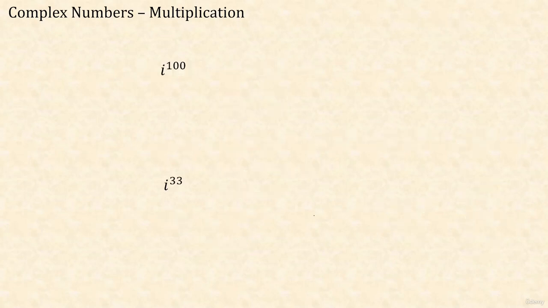Okay, one more multiplication. What is i to the 100? Well, using that logic, we can say, well, I've just seen that i to the 4 is 1. So why not split this up into i to the 4 to the power of 25. Index laws tell us that i to the 4 to the 25 is indeed i to the 100. Well, i to the 4 is 1, and 1 to the power of 25 is certainly 1.